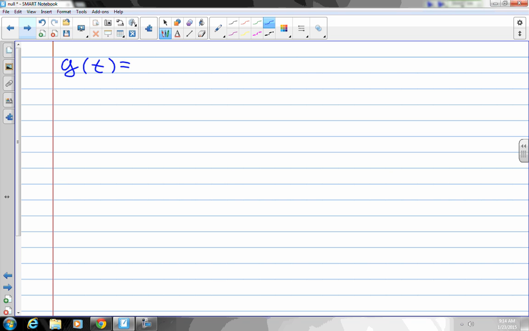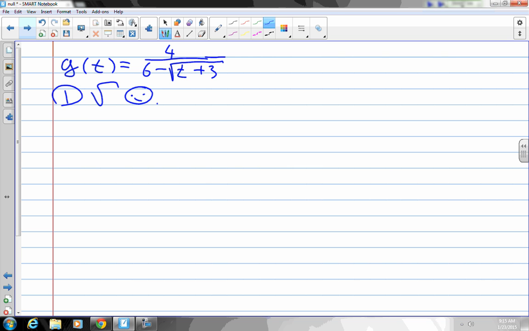So g of t is 4 over 6 minus the square root of t plus 3. Oh, this is a fun one. So this function contains two problems. In addition to division, there is a square root in it. So I have to satisfy both. I have to make sure, one, the square root is happy, and two, the denominator is happy. So first, let's make the square root happy.